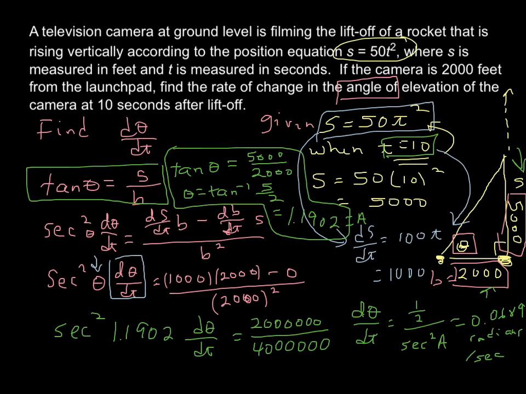So what this is telling us is that when the camera's 2,000 feet from the launch pad and it's 10 seconds after liftoff, then the angle between the camera and the ground, that angle of elevation, is increasing at a rate of 0.0689 radians per second. And that makes sense considering the drawing and what's happening with the rocket.